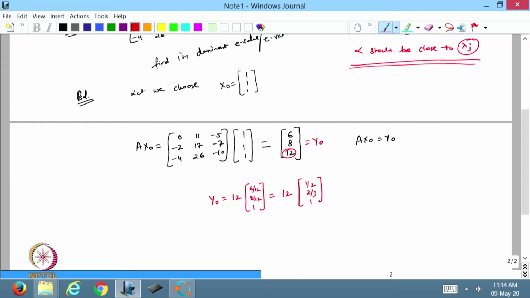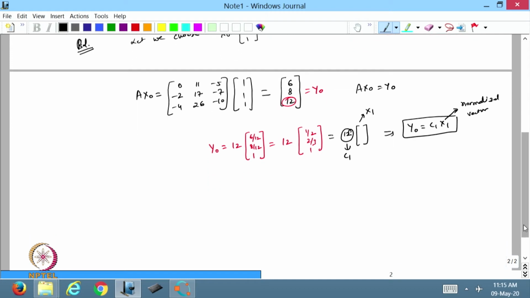So, this becomes 12 times this vector. I call this vector x1 and call the constant c1. So, I can write y naught equal to c1 x1, where x1 is a normalized vector. This is my step 1. Now, we go to step 2.